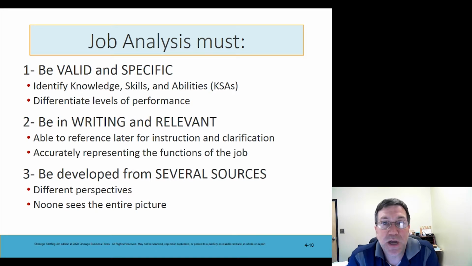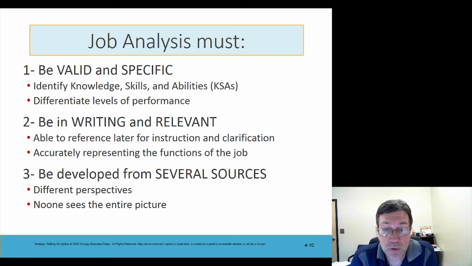And then third, the job analysis has got to be developed from several sources. We talk about that in a different lecture, but we can go and we can observe people doing the job. We can talk to people who do the job. We can talk to managers who do the job. We can have questionnaires, or different kinds of things, but it doesn't help us if we just get one perspective.